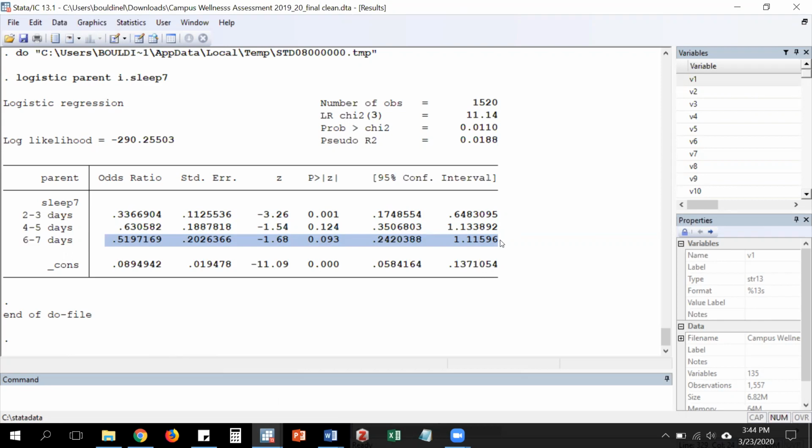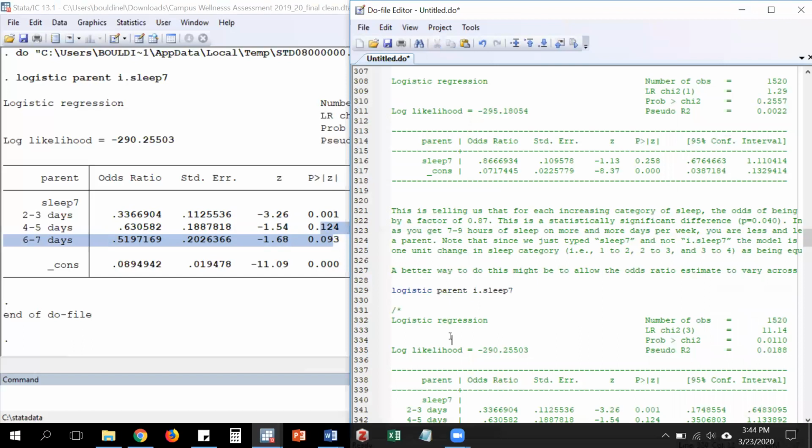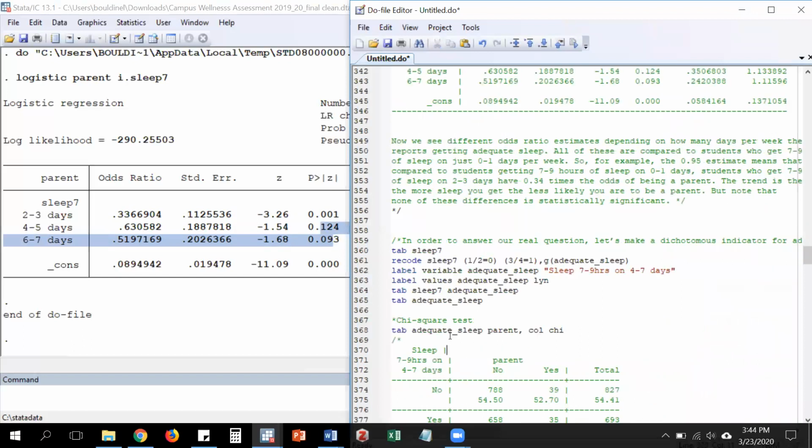So overall, we would conclude that there seems to be a relationship between sleep and parent status, but only at the low end of the sleep spectrum. For students getting 4 days or more, there's no significant relationship between the two. But as I said before, this is not really answering a question that is terribly useful from a scientific, from a public health perspective. So let's go back and do a better model.